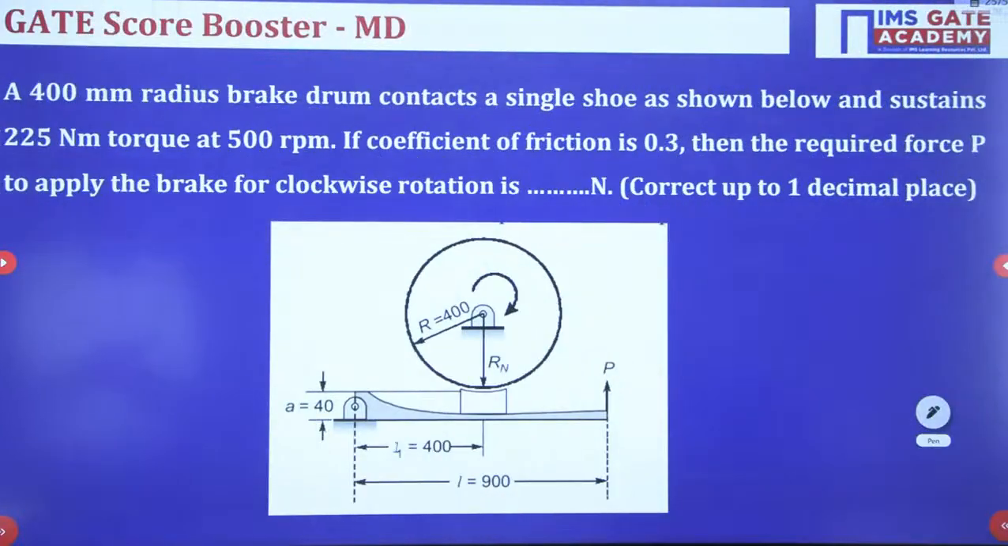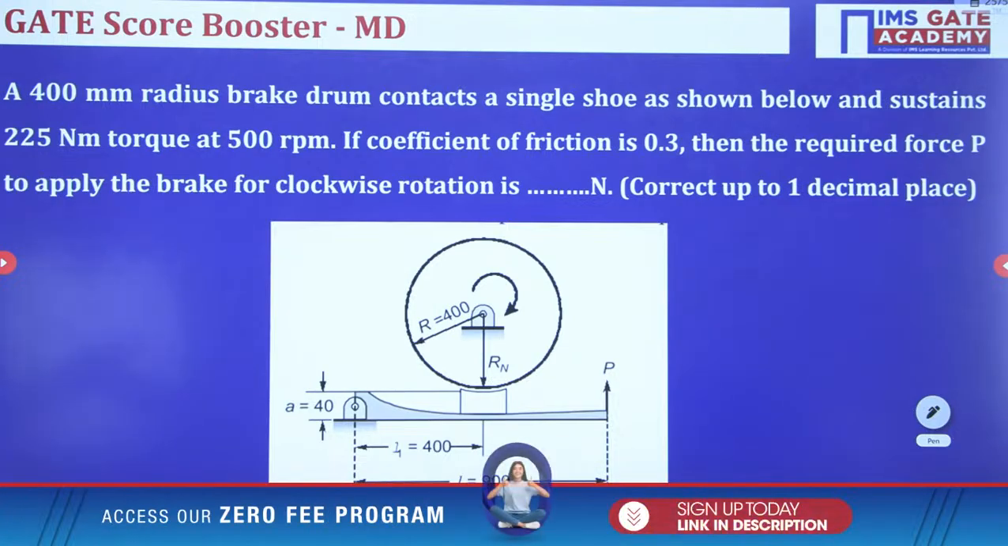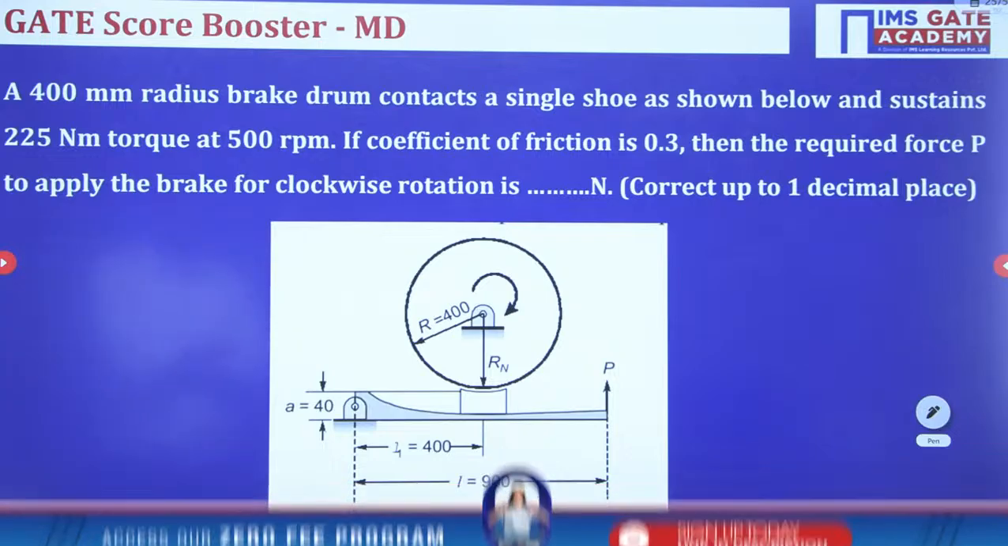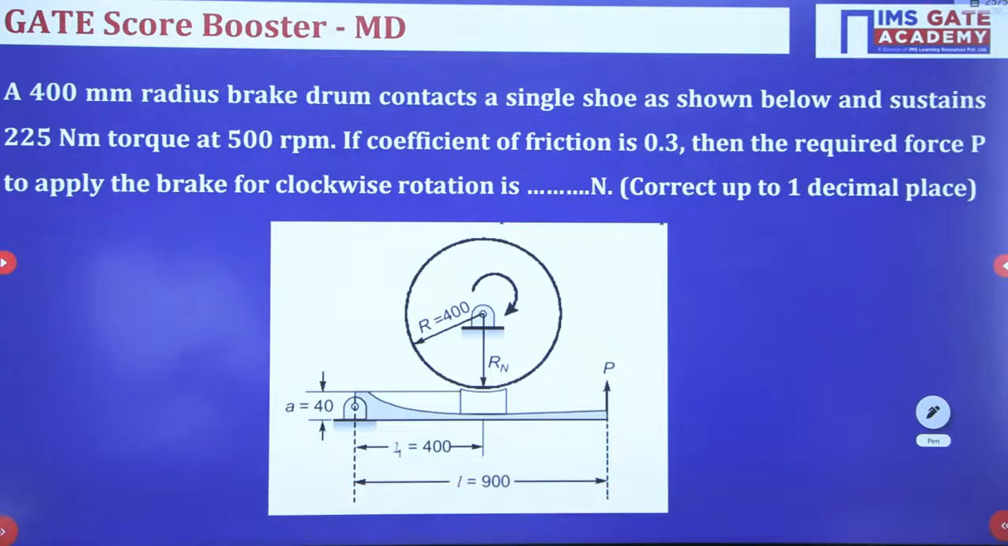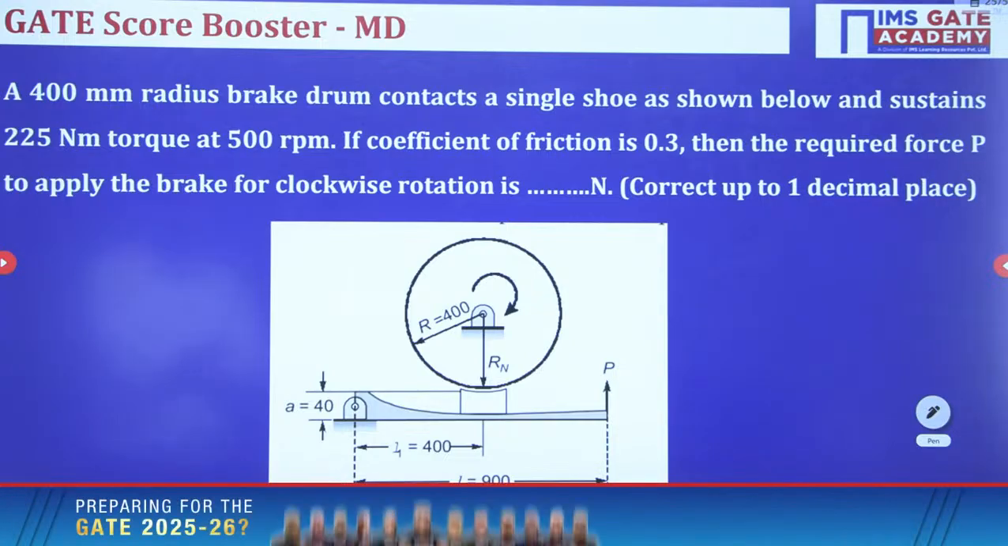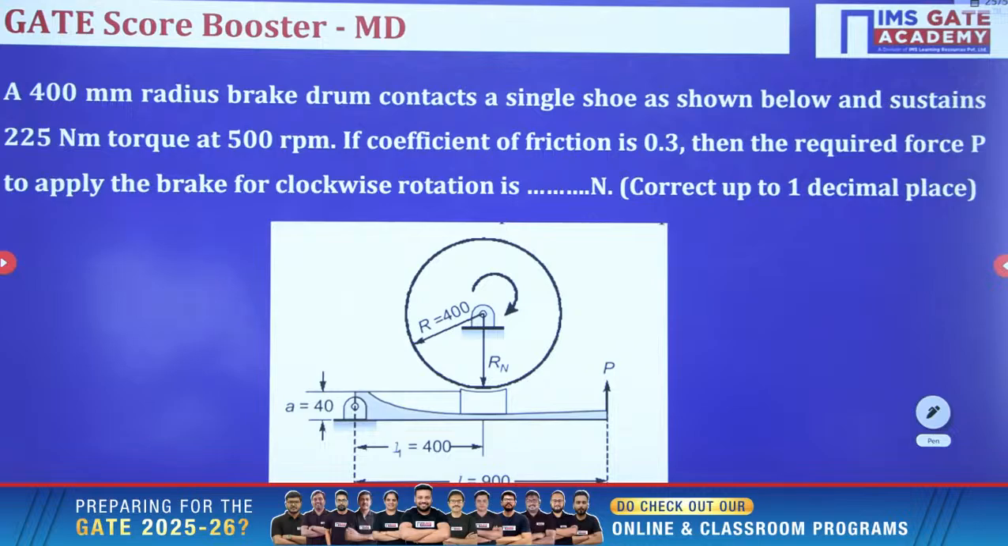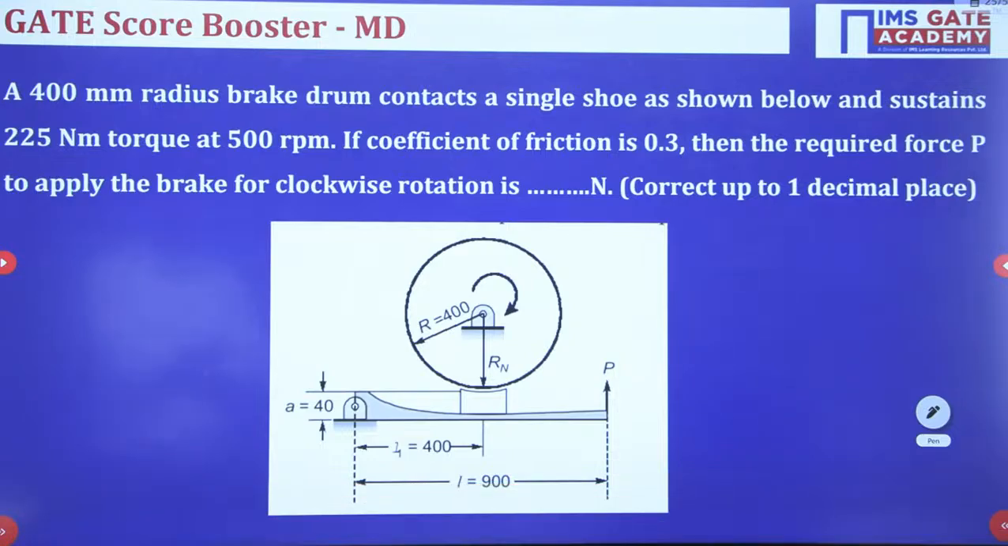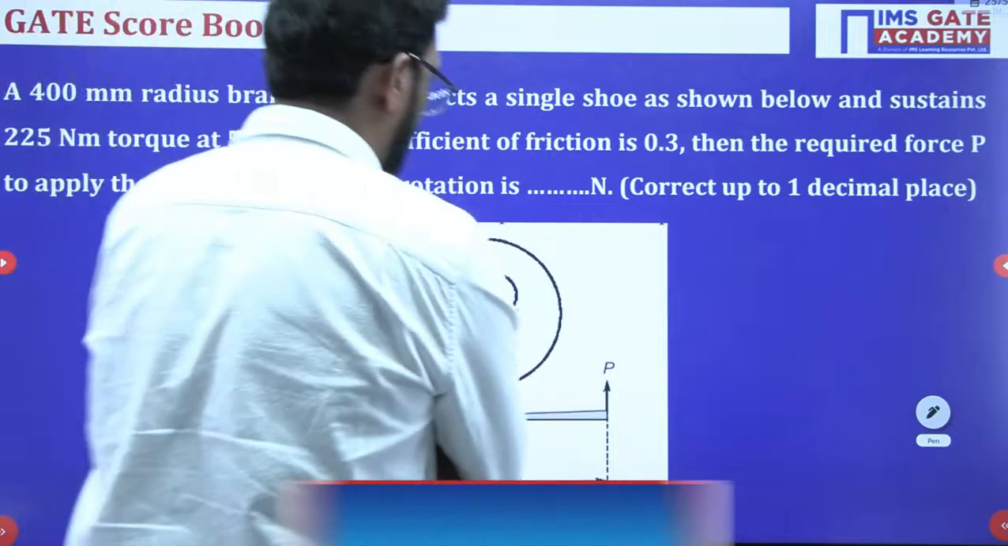A 400 mm radius brake drum contacts a single shoe as shown below and sustains 225 Newton meter torque at 500 rpm. If the coefficient of friction is 0.3, then the required force P to apply the brake for clockwise rotation is? Okay, this is our NAT type question.